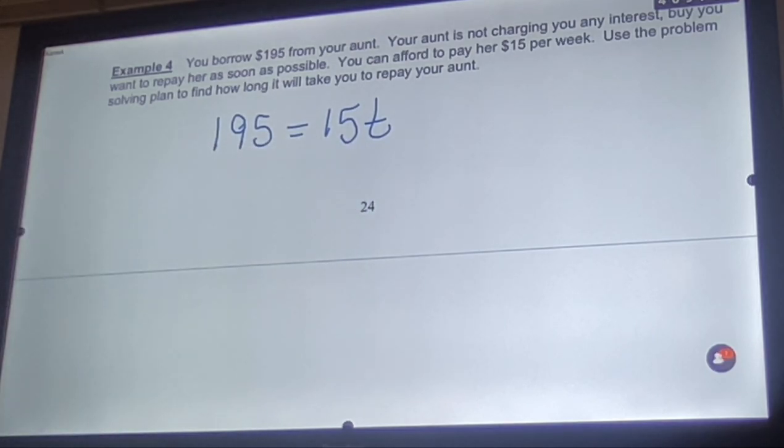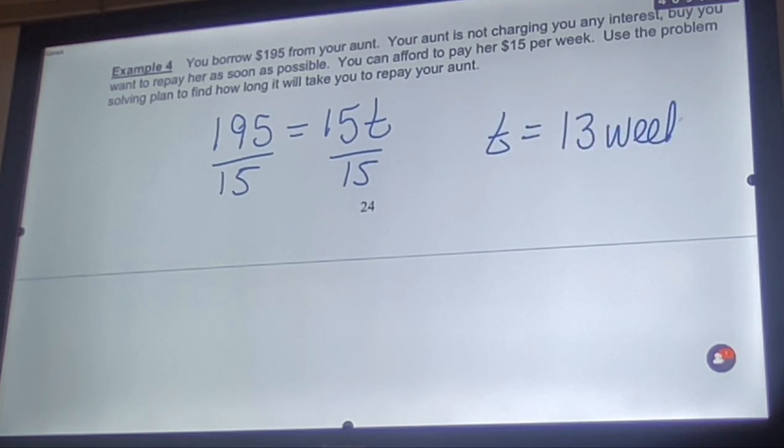And then, Mackenzie, what'd you do to solve? Divided 195 by 15. And how much time is it going to take you to repay your aunt? 13 weeks. Right, 13 weeks. Any questions?